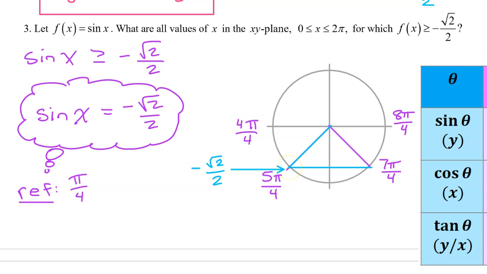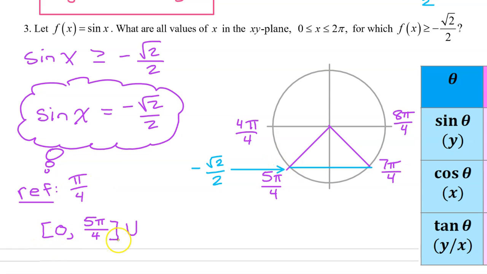So this is where the vertical displacement is exactly negative radical 2 over 2. We are on the blue line now. So we have found the first interval where the solutions exist. The first interval is going to be between 0 and 5 pi over 4.